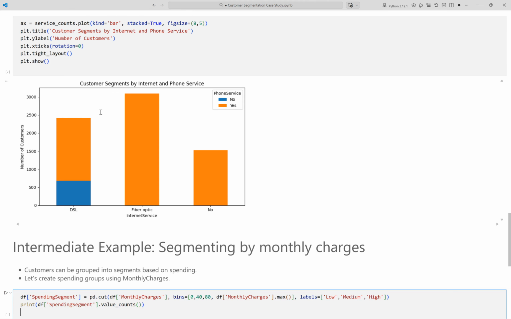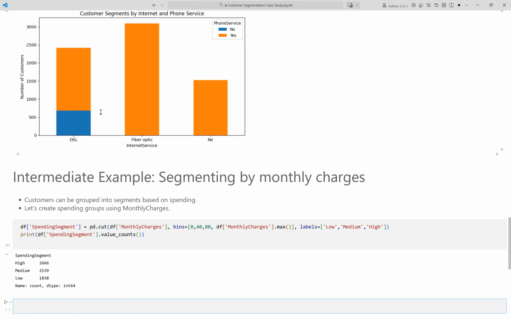Running the cell now. This output shows the distribution of customers across 3 spending segments: low, medium, and high, based on their monthly charges. Notice that the segments have fairly balanced counts, with the high spenders being the largest group. This confirms our code effectively categorizes customers into meaningful spending tiers for targeted analysis.